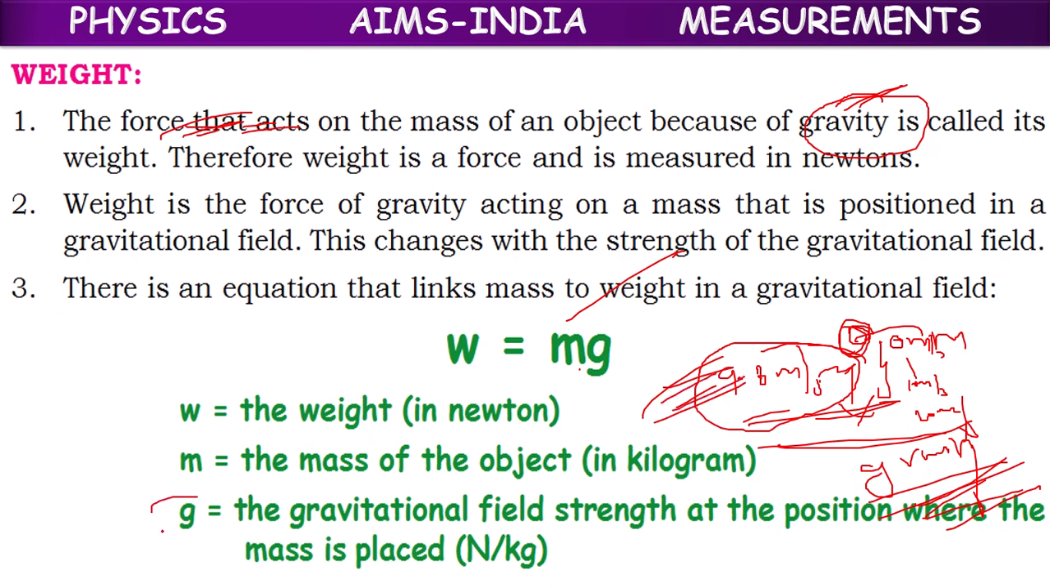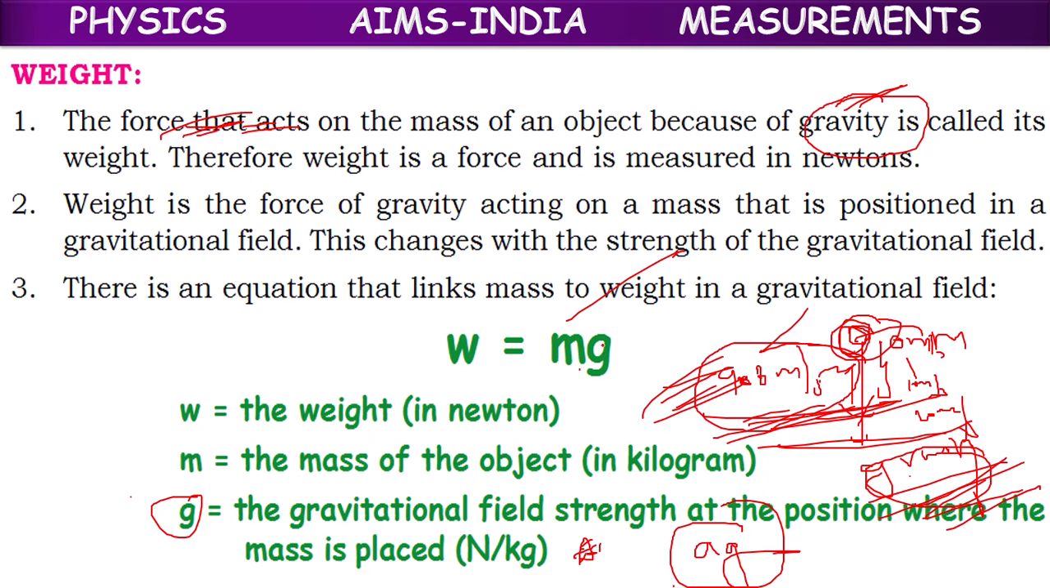This small g is called acceleration due to gravity, whose value is equal to 9.8 meter per second square. It means because of this gravitational force, the ball will come down to the earth with this much change of velocity. So that's why it will hit the earth with great speed.